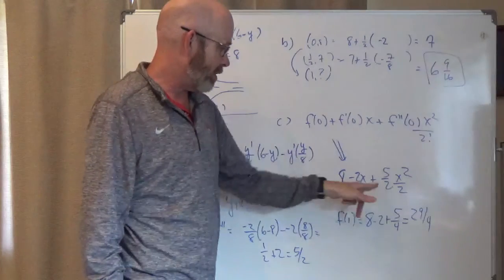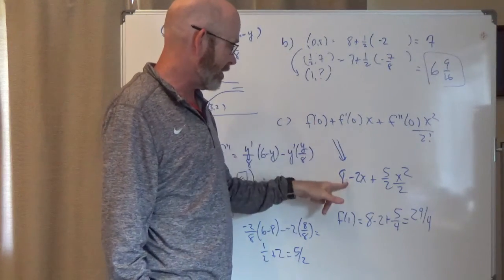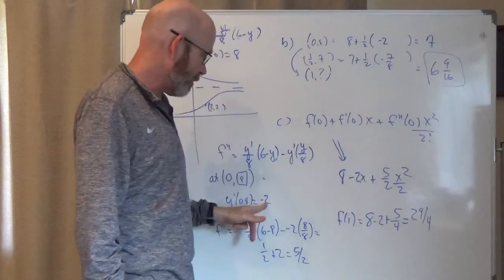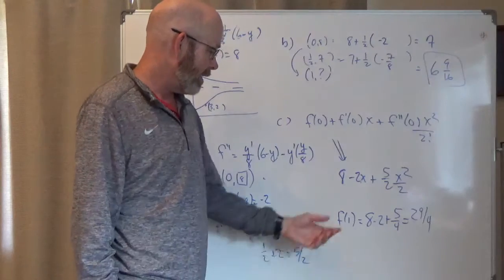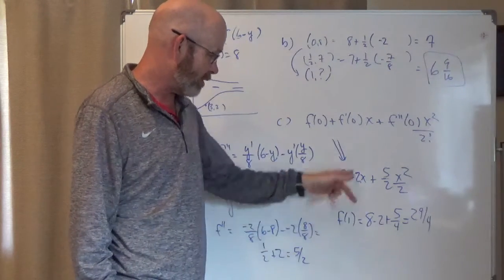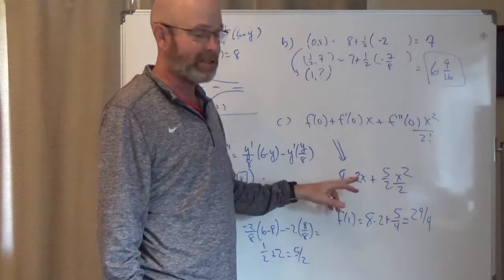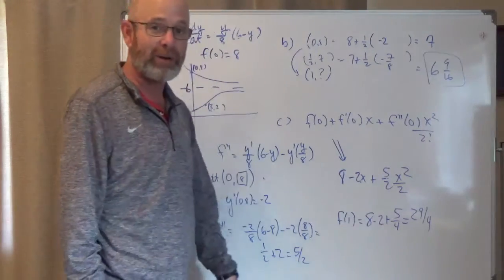So that's just going to go in there. So it's the function value at 0, which is 8, minus the 2x, the 2 coming from here, and then the 5/2 from here, times x squared over 2 factorial. And then it said use it to approximate f of 1, so I just plugged 1 into that. I got 8 minus 2 plus 5/2 divided by 2, so 29 over 4.